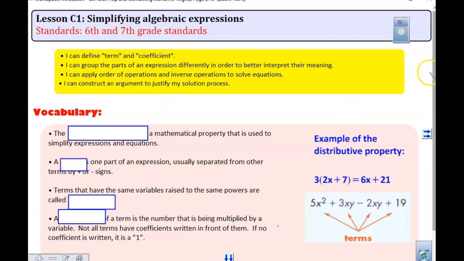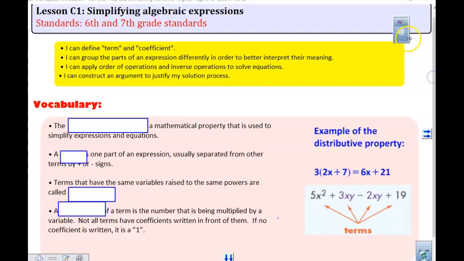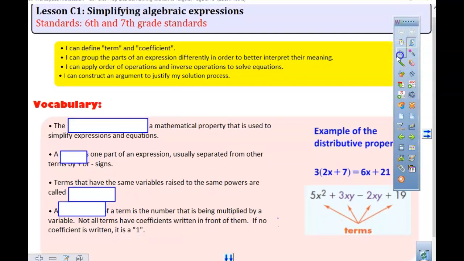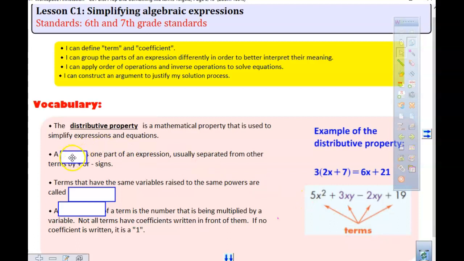As we go through our vocabulary, again, if you need to pause the video, pause it, and go back and fill these in. I'm going to uncover all of our vocabulary so that we can read through them. The distributive property is a mathematical property that is used to simplify expressions and equations.